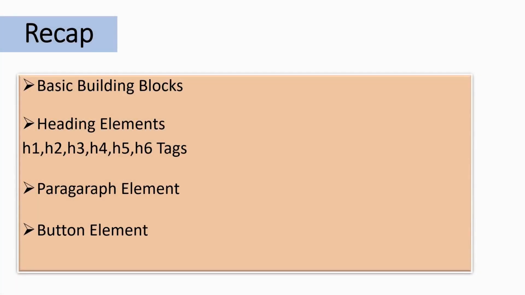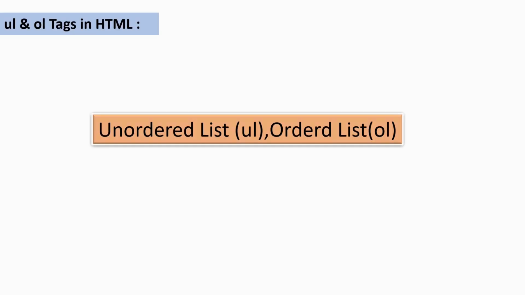We have discussed the basic blocks of HTML elements and the heading, paragraph and button elements. So in this video, we are going to discuss the ordered list and unordered list elements. These ordered list and unordered list elements are important HTML tags which are used to create lists on the web page. These lists are useful for presenting information in a clear and structured manner.